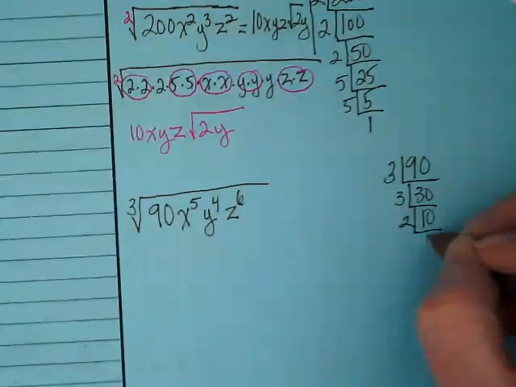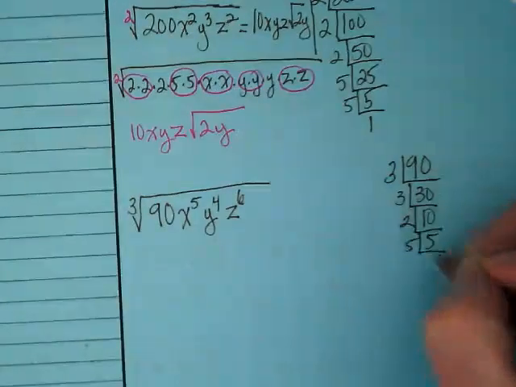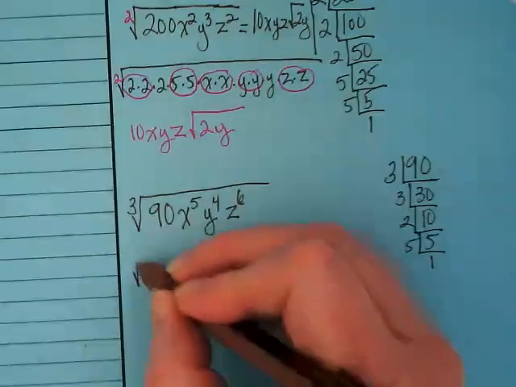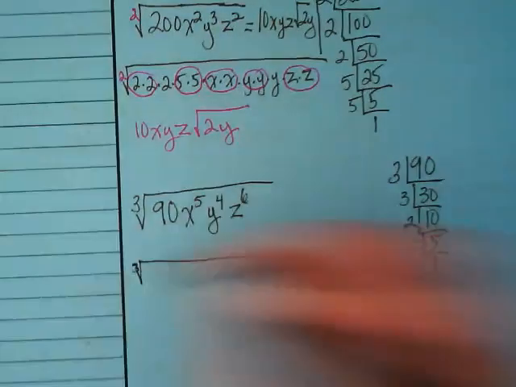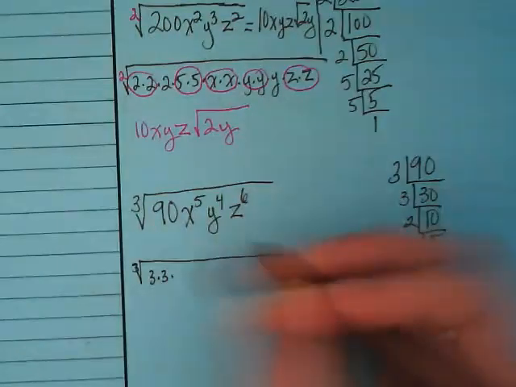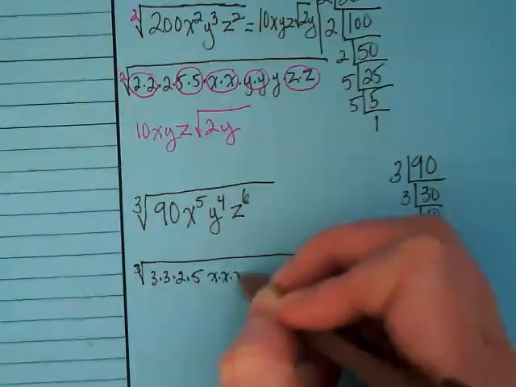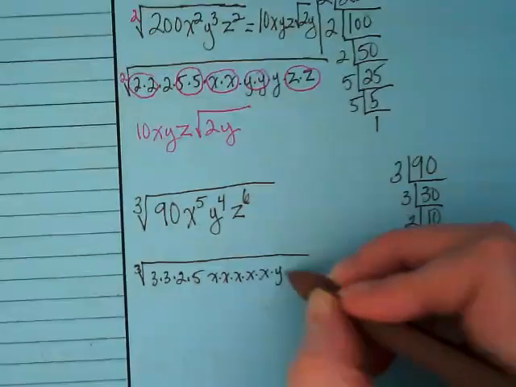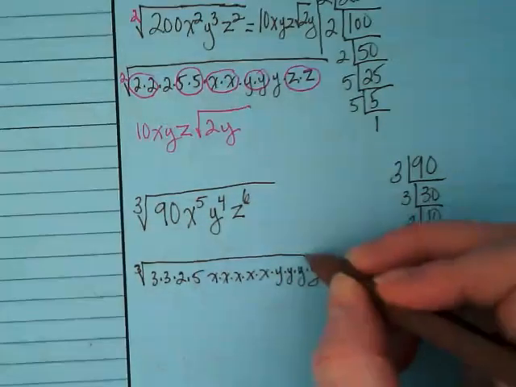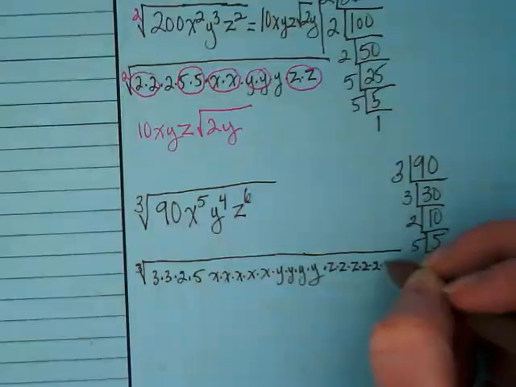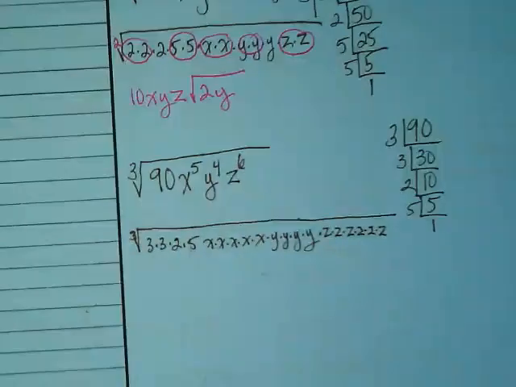This is because I made it up. The 90 is going to get stuck. It doesn't get to leave. Poor 90. It's all by itself. X to the fifth power is the same as saying x times x times x times x times x.